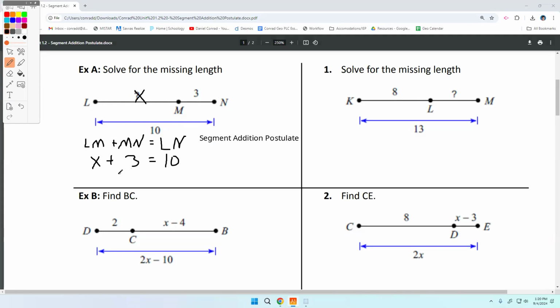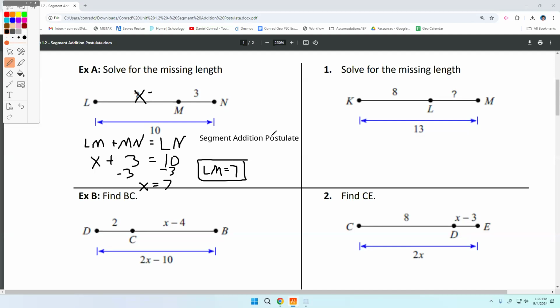And then I'm simply going to solve. I'm going to subtract 3 on both sides. So minus 3 from this side, minus 3 from this side, and I end up with X equals 7. So my missing length, LM, is going to be equal to 7 units long. They don't tell us if it's inches or centimeters or whatever, so just 7 units.